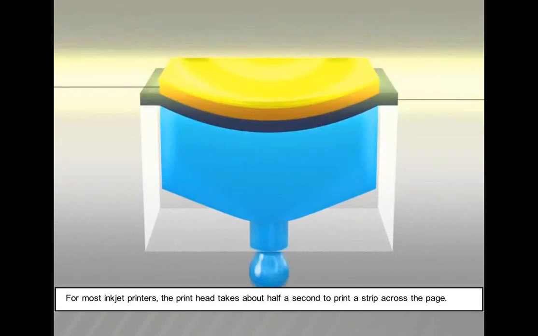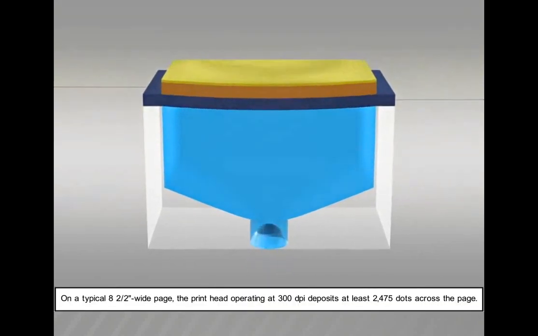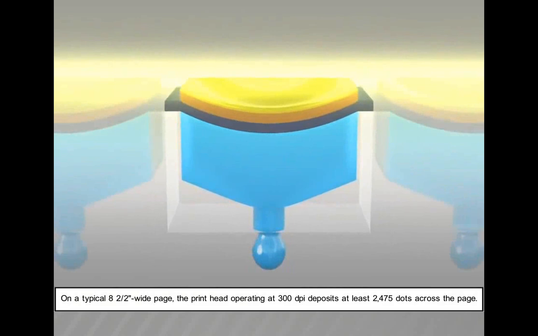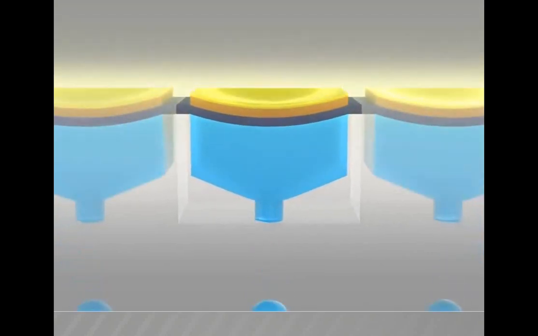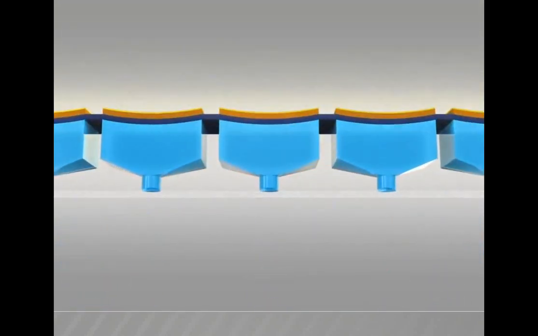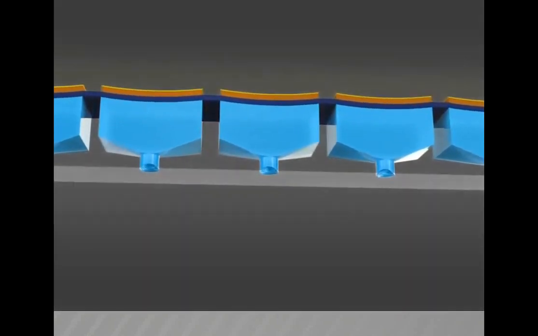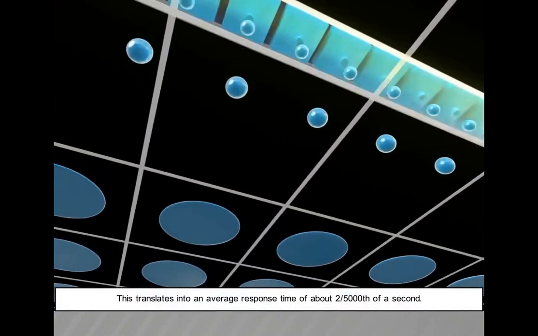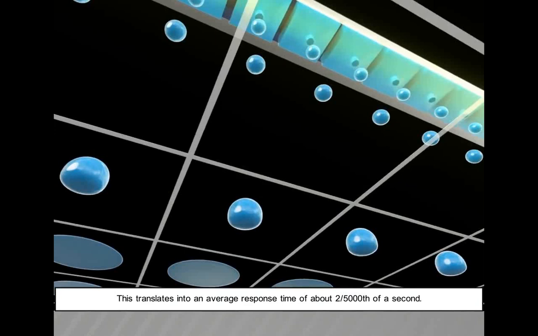For most inkjet printers, the print head takes about half a second to print a strip across a page. On a typical 8.5 inch wide page, the print head operating at 300 dpi deposits at least 2475 dots across a page. This translates into an average response time of 2 by 5000th of a second.